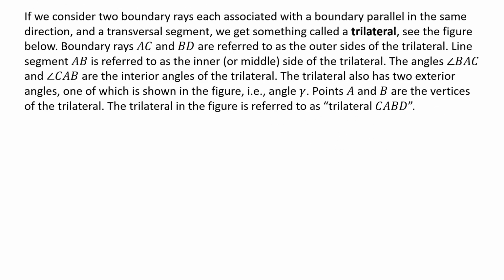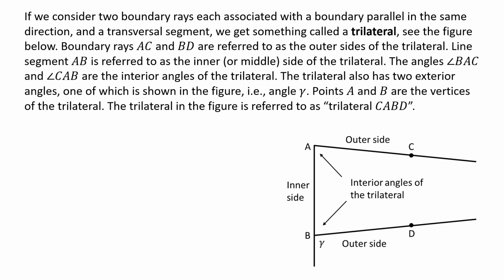If we consider two boundary rays associated with a boundary parallel in the same direction, so in other words, there are two rays that are parallel to each other, and a transversal segment, we get something called a trilateral. I have a picture of that here. So we have the two boundary rays going in the same direction, and we have a transversal, this line AB. Then these three sides, the outer side here, this outer side, and this what's called the inner side make up what's called a trilateral.